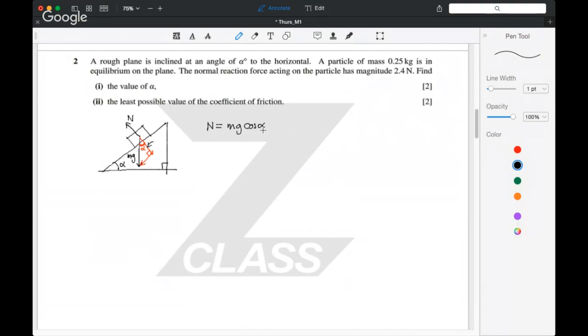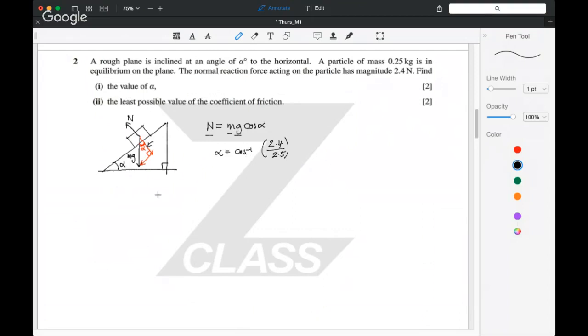Alpha is not given in the question, but what you are given is m, we know g, and we know N. So alpha is just going to be the arc cosine, the inverse cosine, of 2.4 over 2.5. Just solving for alpha, no problem.